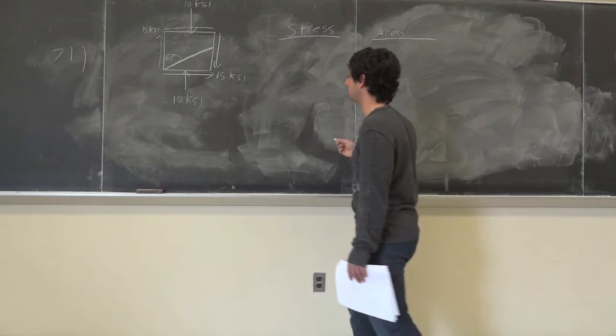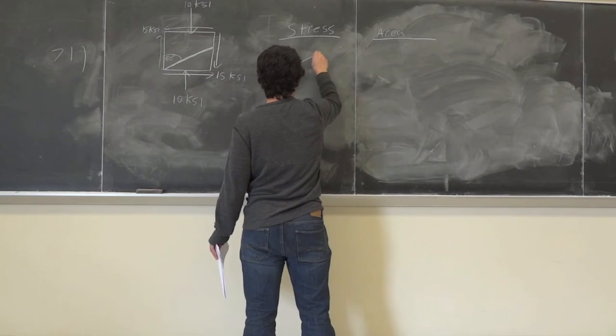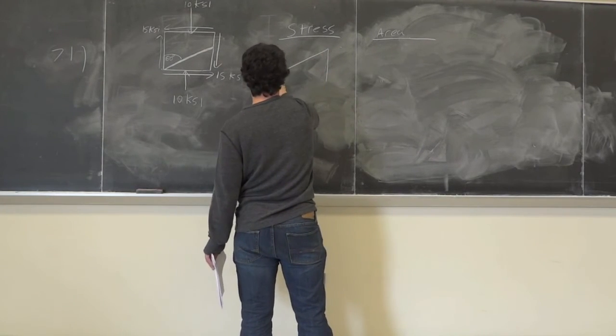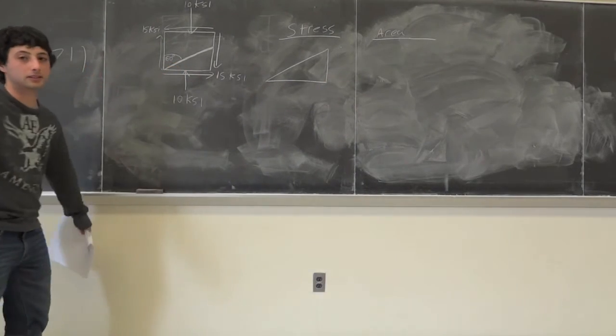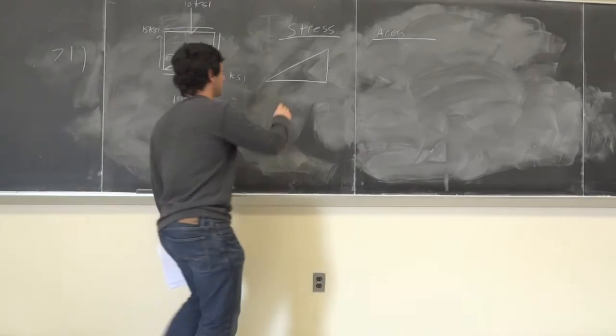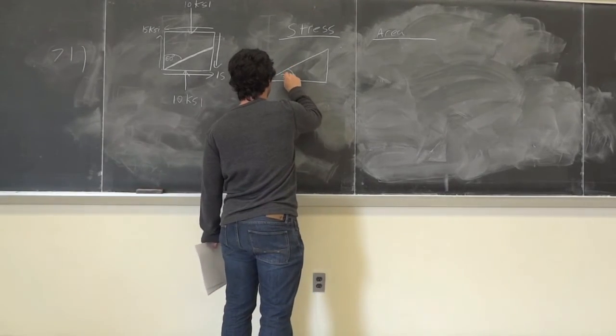Okay, so you need the stresses in the area. So you want to draw the triangle, right? This is a triangle. They give you this angle at 60. So what's this angle? 30. It's 30, exactly. This is 30.